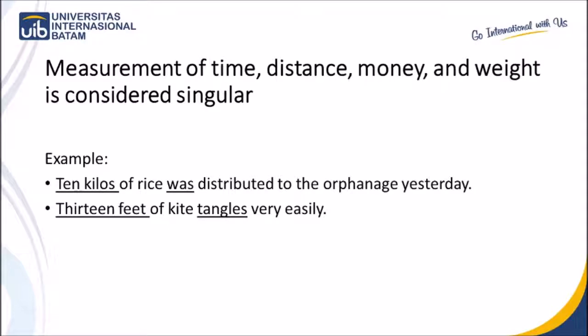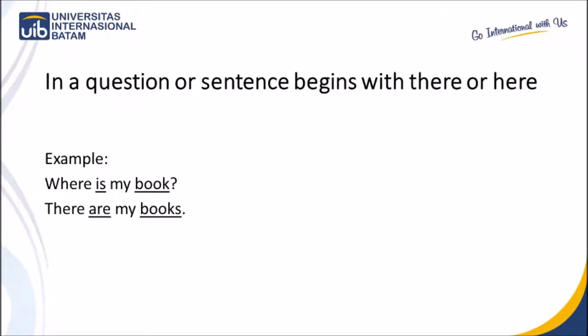And then, in a question or a sentence that begins with there or here, when you use questions, the subject is after the verb, and it is similar to the use of there and here. For example, where is my book? We use is because book is singular. And there are my books. We use are because books are plural.